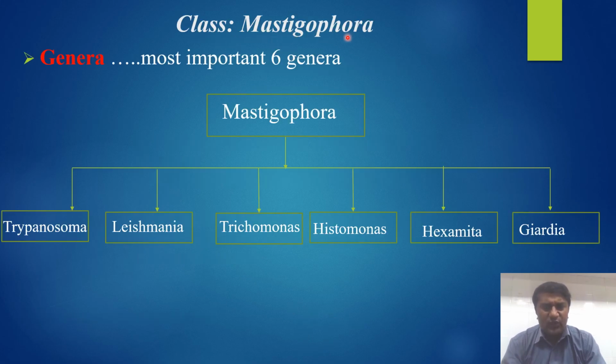Class Mastigophora. This class Mastigophora has mostly six important genera: Trypanosoma, Leishmania, Trichomonas, Histomonas, Hexamita, and Giardia.